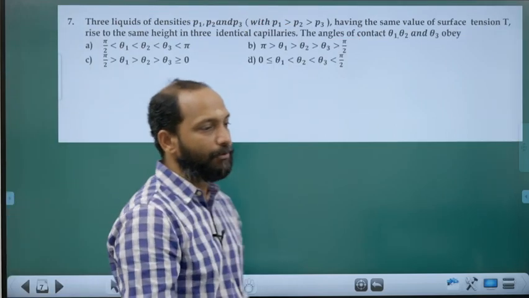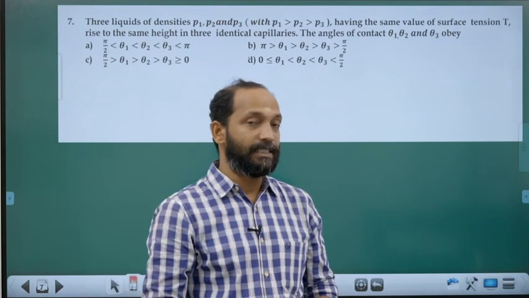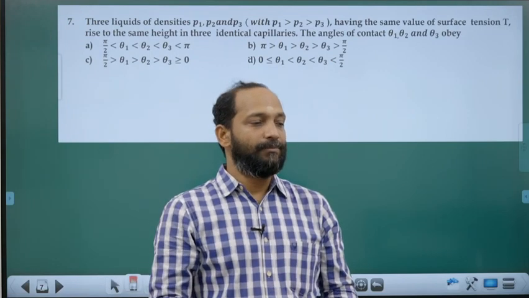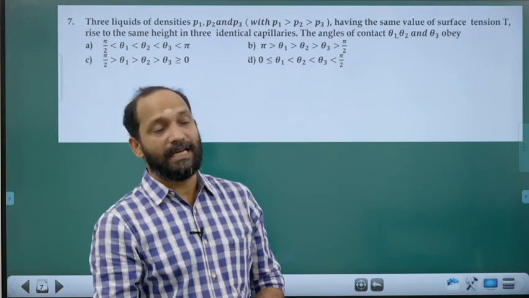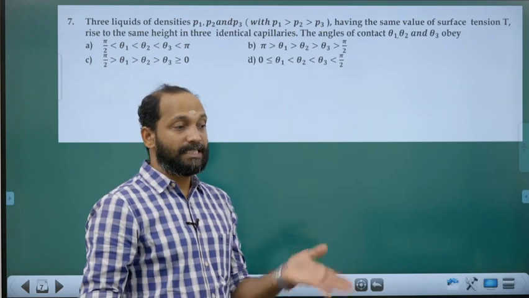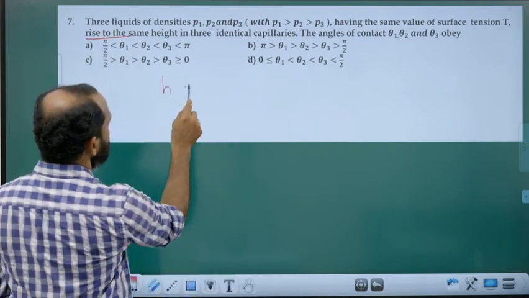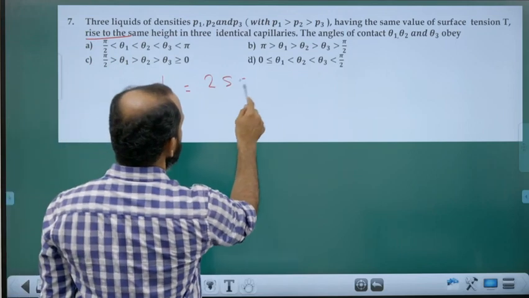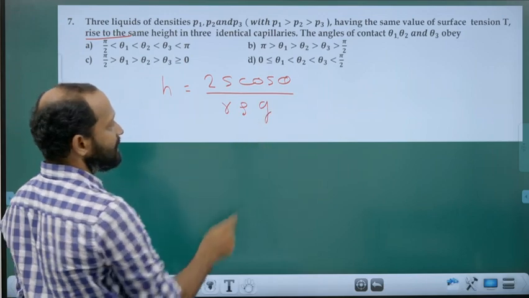Seventh one. Three liquids of densities P1, P2 and P3, with P1 greater than P2 greater than P3, having the same value of surface tension T, rise to the same height in three identical capillaries. What is the formula for capillarity? Capillary rise is 2S cos theta divided by r rho g, which is the popular ascent formula.